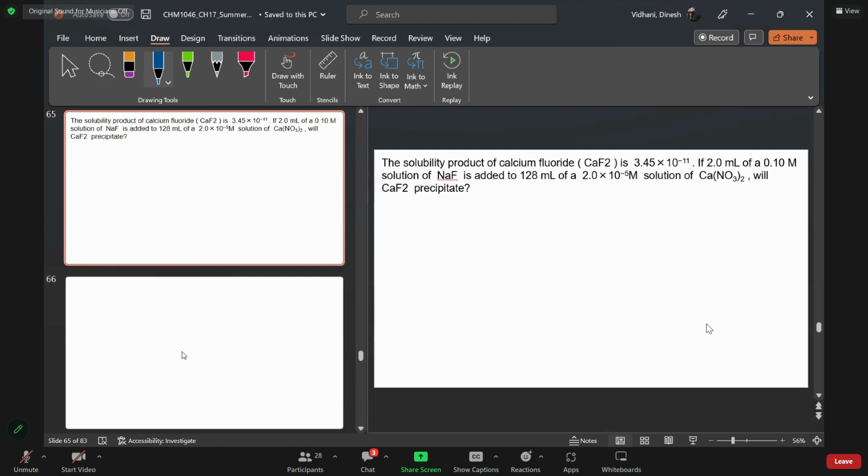Okay, so first of all, Q is given as the concentration of calcium ions times the concentration of fluoride ions squared. That would be the equation for Q. Are we given the concentration of calcium ions? The answer is yes. Can you tell me where it is? How do I find the concentration of calcium ions?